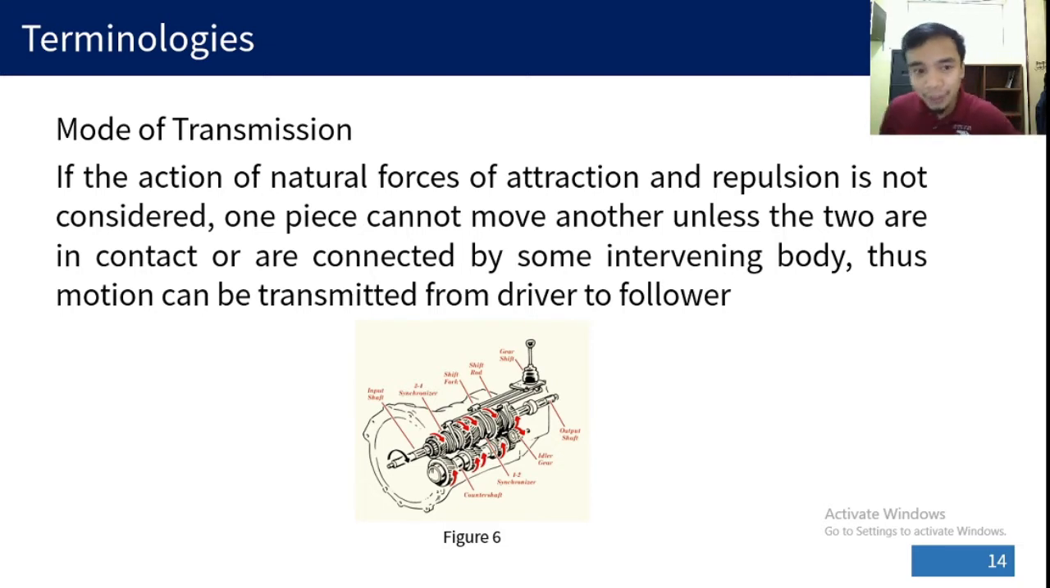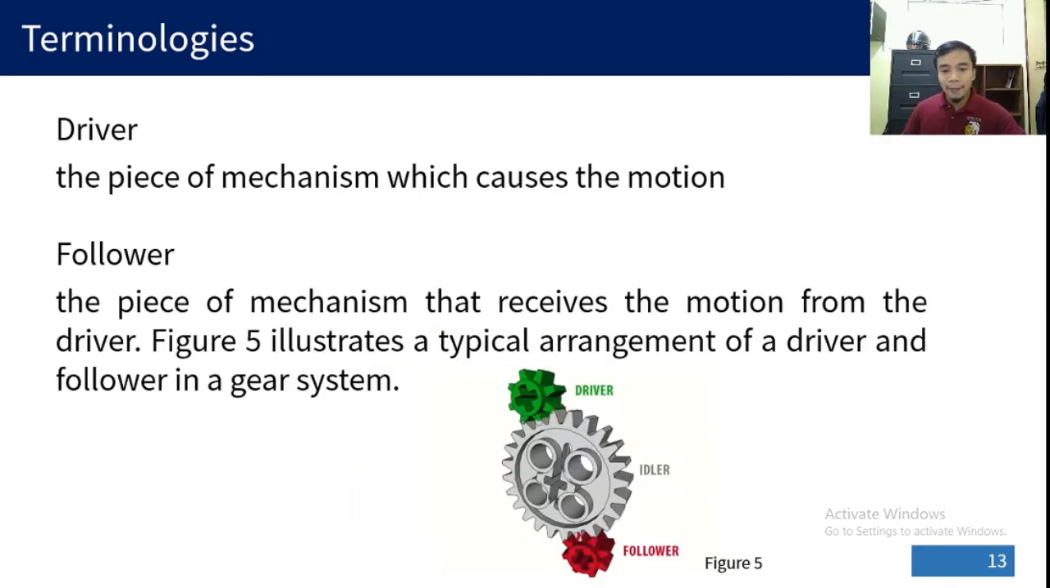One piece cannot move another unless the two are in contact or are connected by some intervening body. Thus, motion can only be transmitted from driver to follower if the two pieces of mechanism are in contact. So let us go back here.